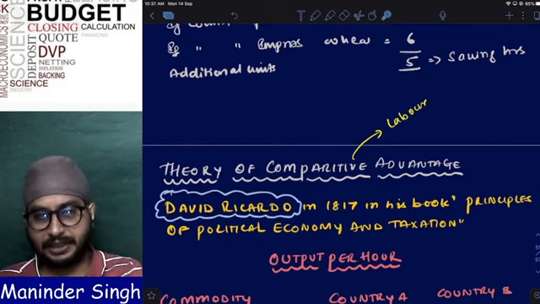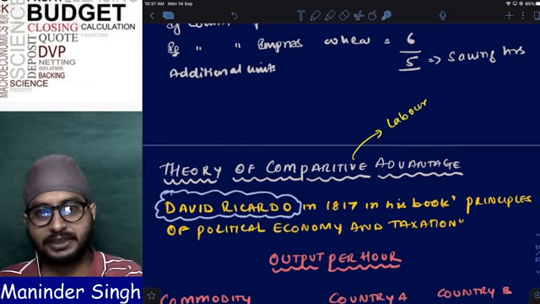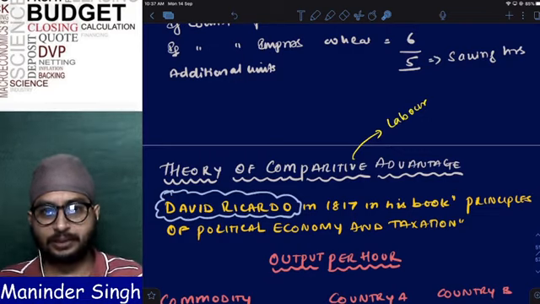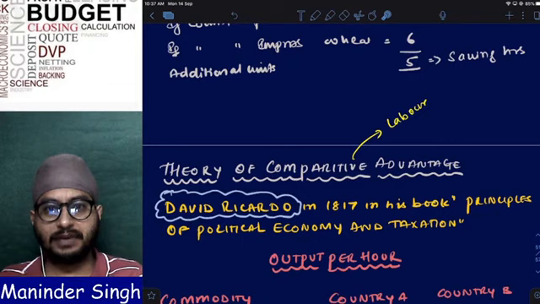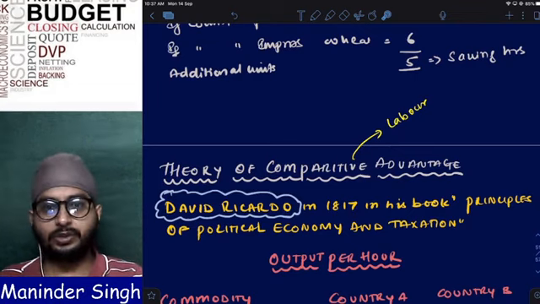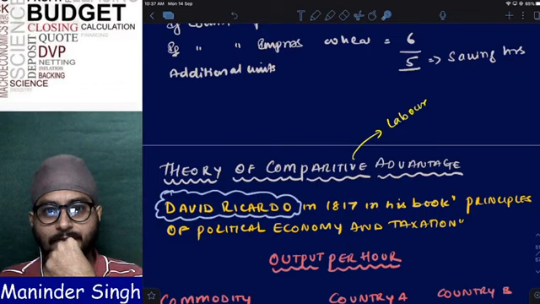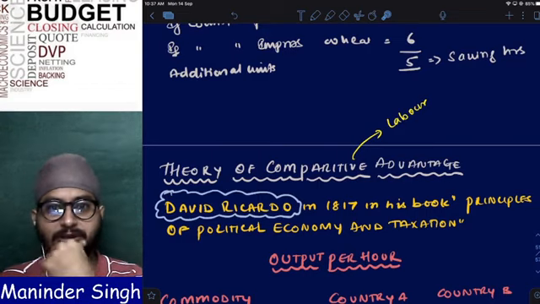Clear? Next, in case of comparative advantage, I will import where I am having more disadvantage or less disadvantage? More disadvantage. I will export what? Less disadvantage. Now, which theory told you to take into consideration labor also, capital also?